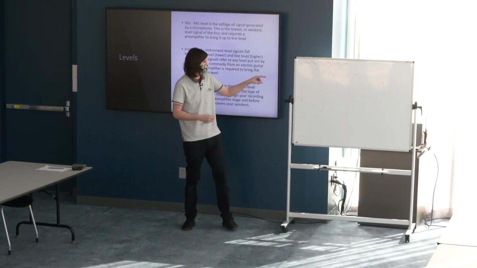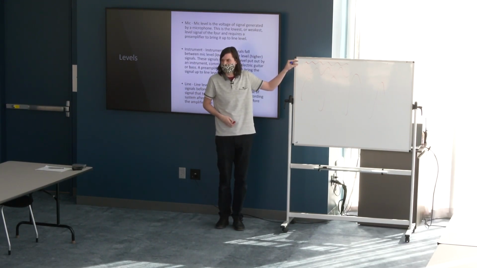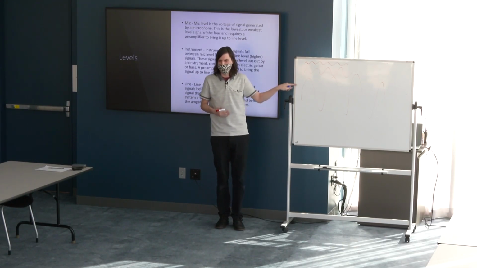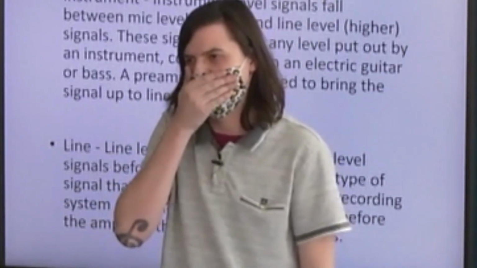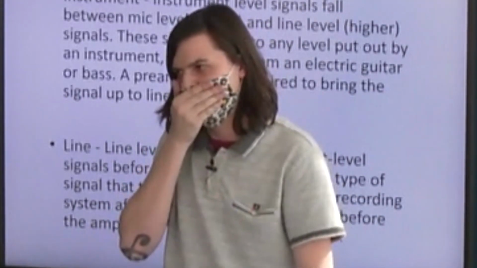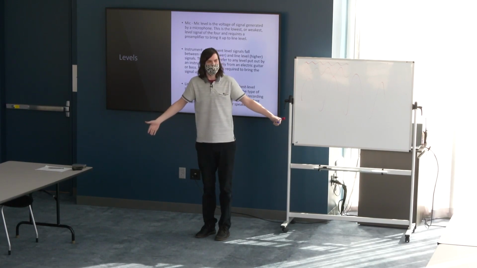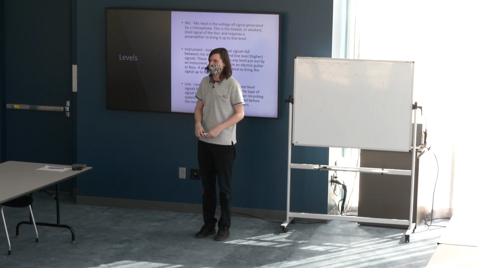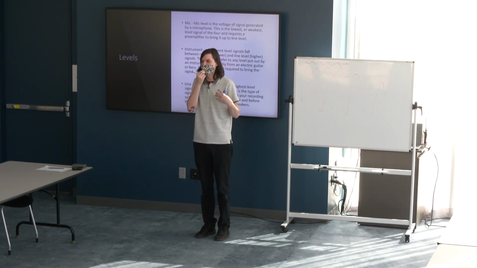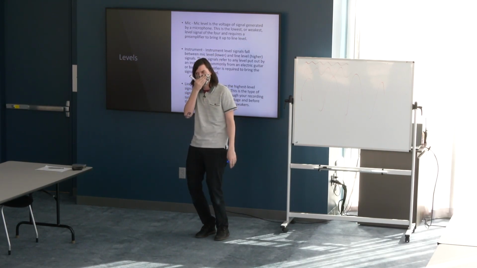Like I said, amplitude has to do with loudness. So this mic level signal is really quiet. This instrument level is a little louder, but still not line level, and line level is the loudest. If I'm talking like this, this is mic level. You guys probably have a hard time understanding what I'm saying. But now if I'm line level, you can hear what I'm saying. It's what our computer needs to understand. Our computer needs line level to understand the audio because otherwise it might be too quiet for it to understand.